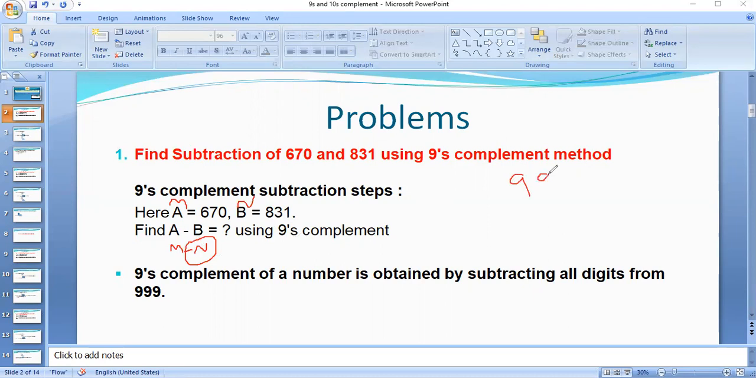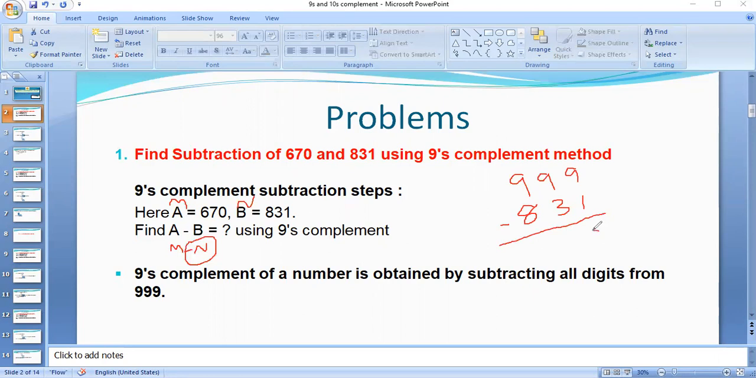So we have to subtract each digit from 9. So you will get the nines complement result. See here, 831. So here I am subtracting 831 from 9.